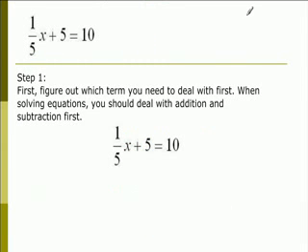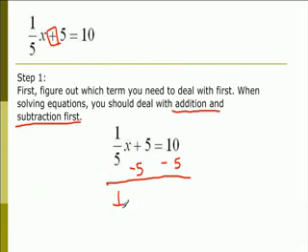Okay, what if we have this equation? 1/5 x plus 5 equals 10. Okay, the first thing we need to figure out is when you're dealing with equations, you do addition and subtraction first. So do we have any addition and subtraction in there? We do right here. We're adding our 5. So to get rid of our 5, you need to minus 5 from both sides. So we are left with 1/5 x equals 10 minus 5 is 5.